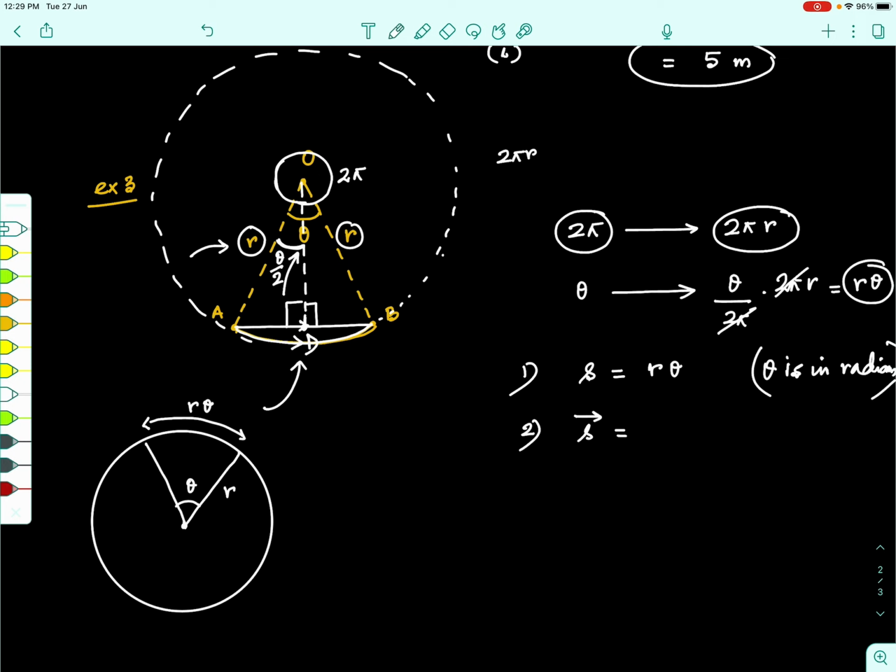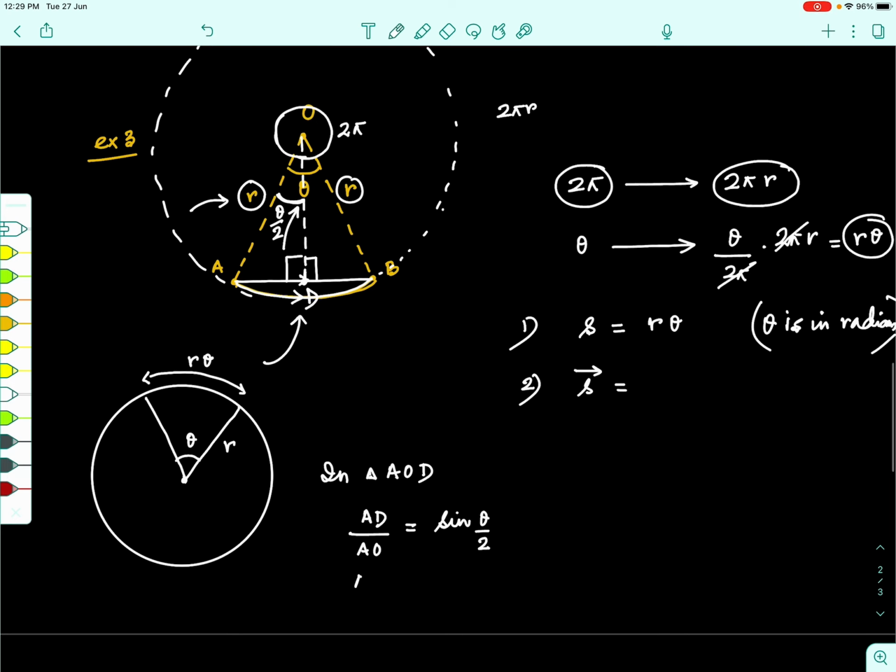So, if we consider this particular triangle over here, the triangle AOD, can we write the opposite side which is AD, opposite to the angle theta by 2, is the side AD, the opposite by the hypotenuse which is AO. Opposite by hypotenuse we know is which trigonometric ratio? It's sine. So, we will have AD by AO as sine of theta by 2. Please convince yourselves of this particular thing from the figure. And then we can find out the value of AD from here.